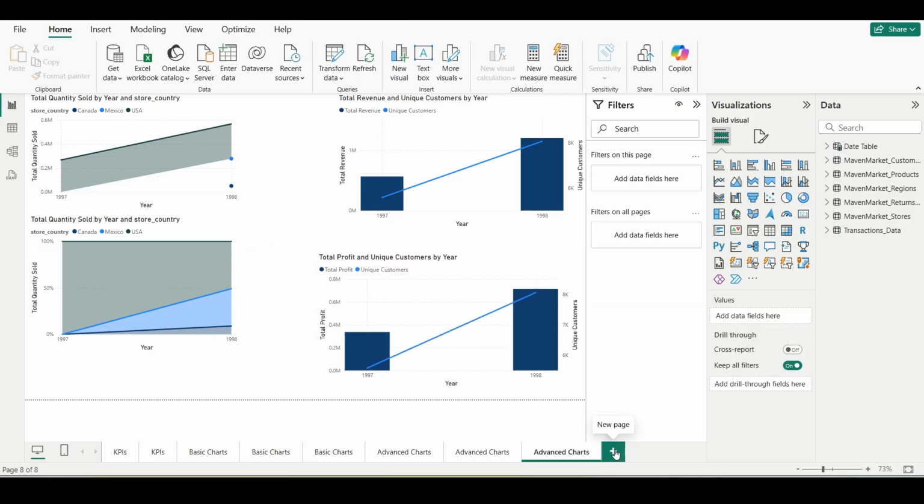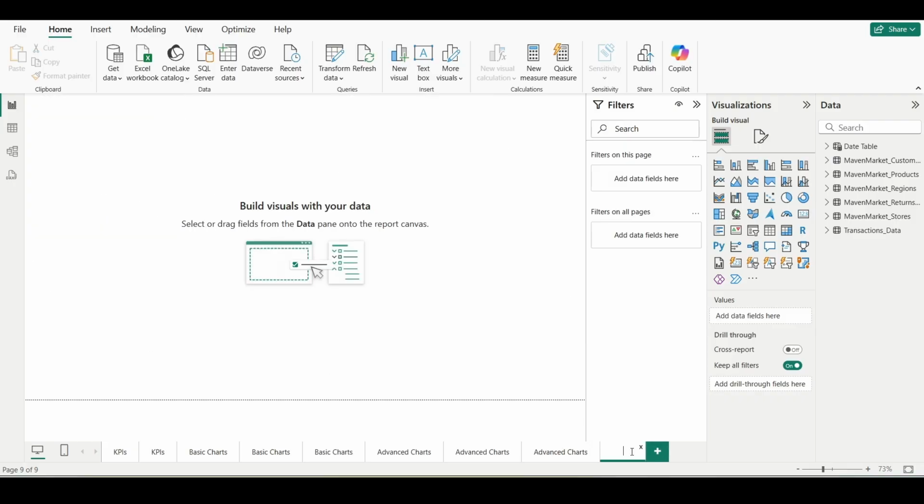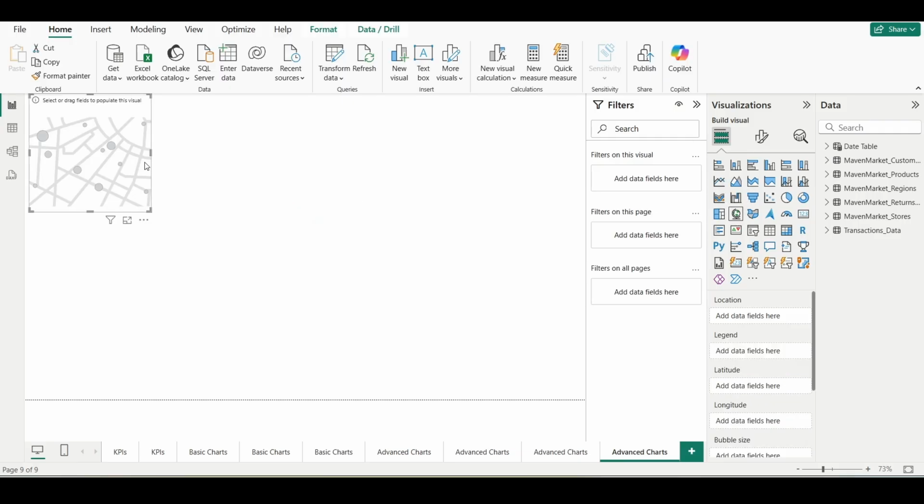Let's create another page for map chart. Click on plus icon. Let's name this page as advanced charts. Now, let's move on to the last chart, that is map chart. The second chart in the fourth row is a map chart. Click on it. So, what is a map chart?